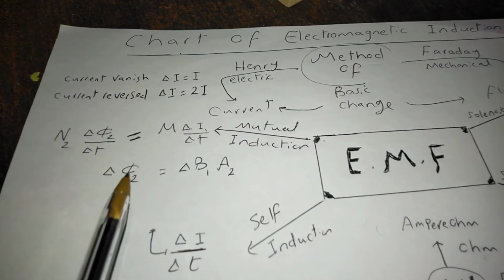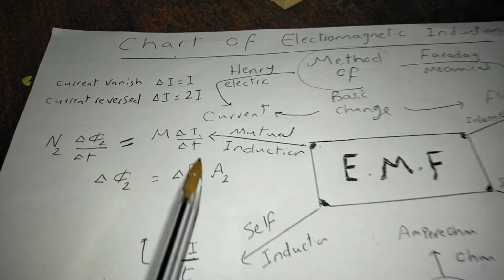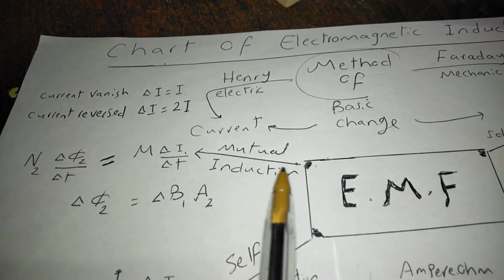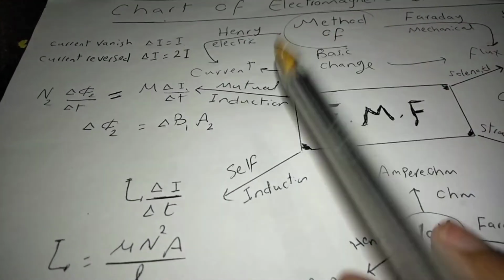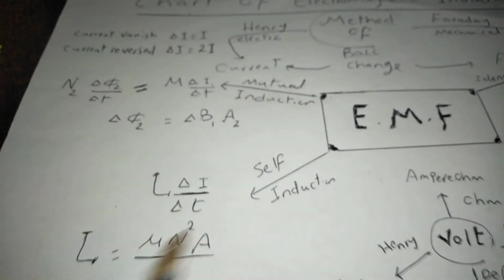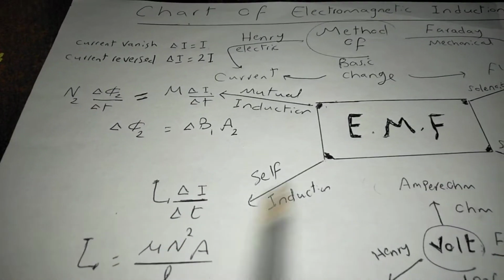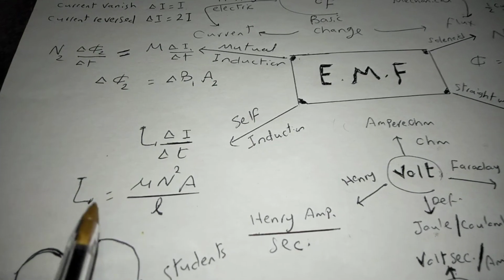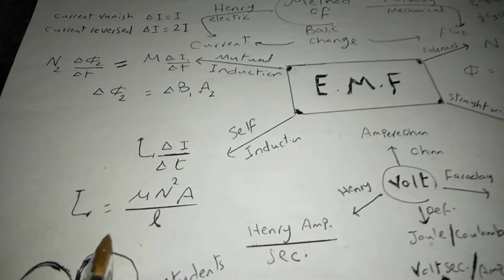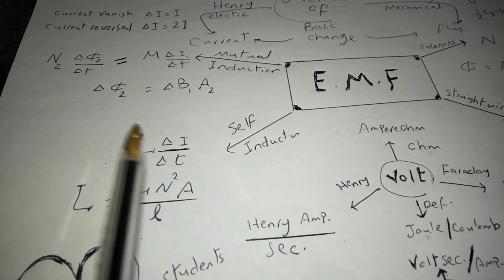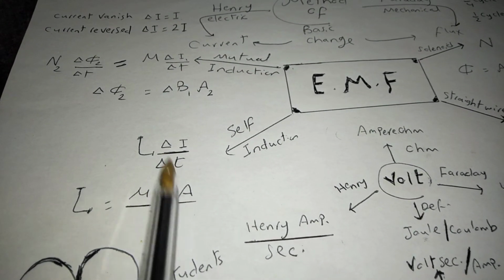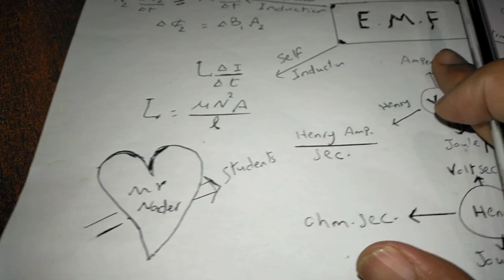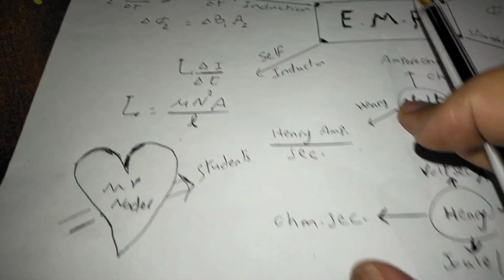Don't forget that the flux variation in the secondary equals the field variation of the primary multiplied by the cross-section area of the secondary coil. In case of self-induction, we have the self-induction formula, L delta I divided by delta T. Don't forget that the self-induction L has controlling factors. What are they? Represented in the relation mu n square A divided by L. And by this we come to the end of today's comparison, and that's all for now.